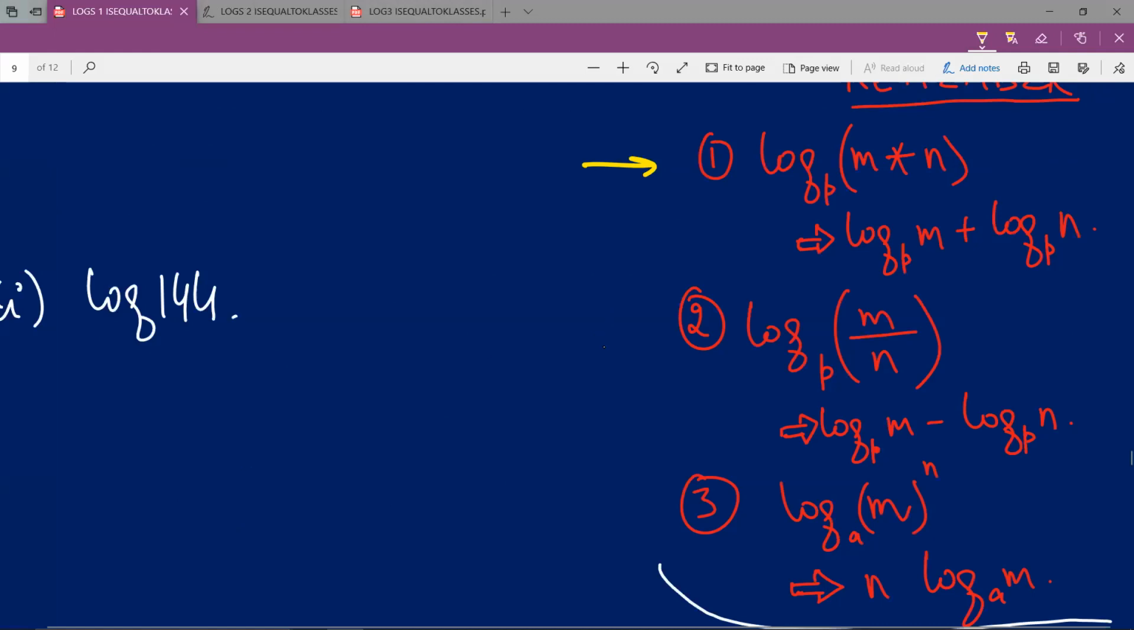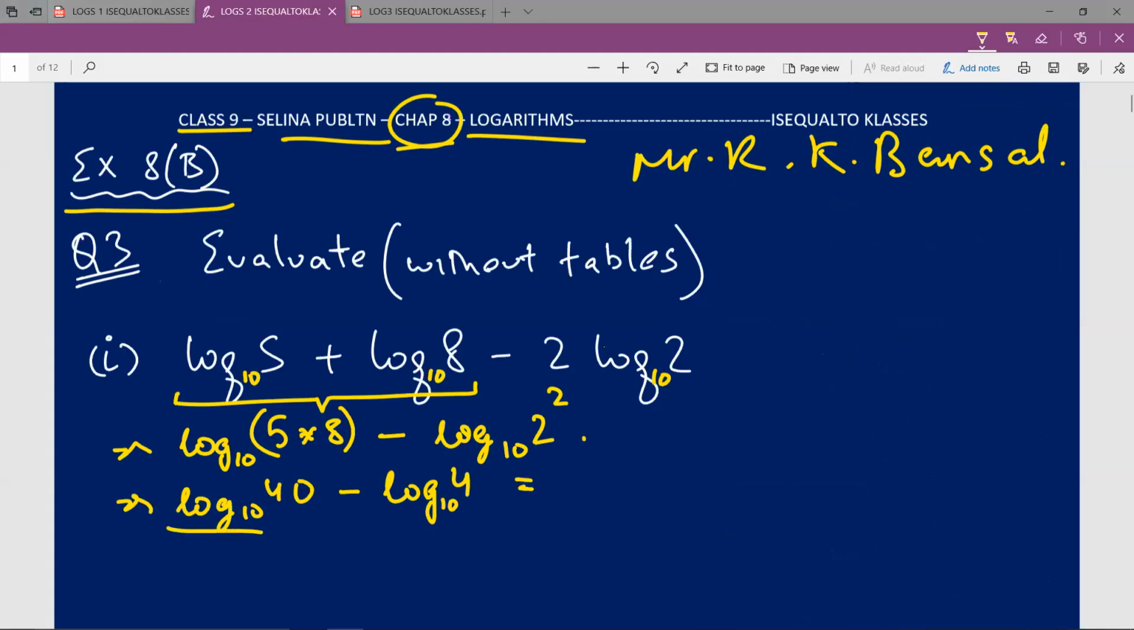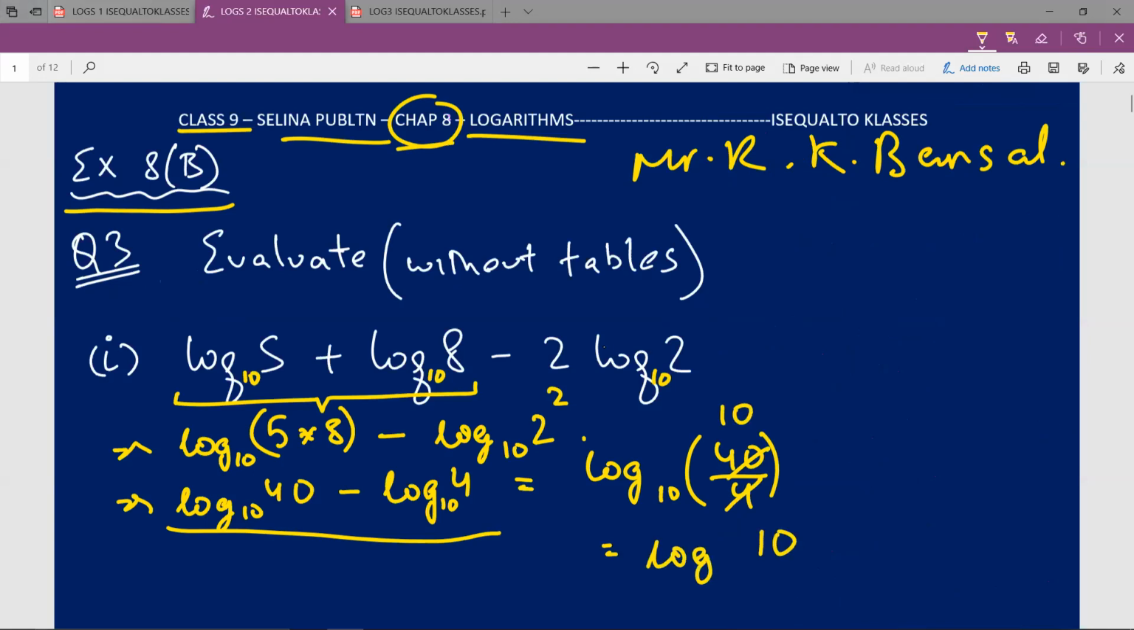the second law. Now, what does the second law state? This is the second law, and it states that log of m divided by n to the base p is equal to log of m to the base p minus log of n to the base p. So applying the law in this question, I'll write log of 40 divided by 4 to the base 10. So therefore, 4 ones are 4, 4 tens are 40. So therefore, log of 10 to the base 10 is equal to 1. Okay, this will be the final answer.